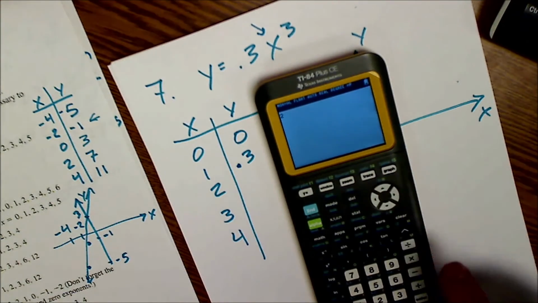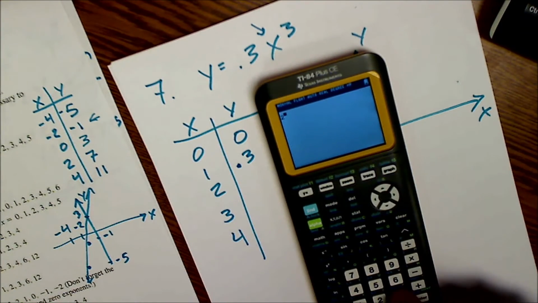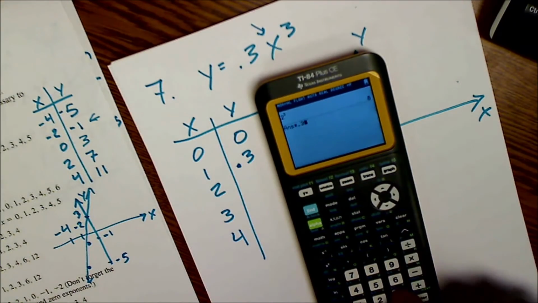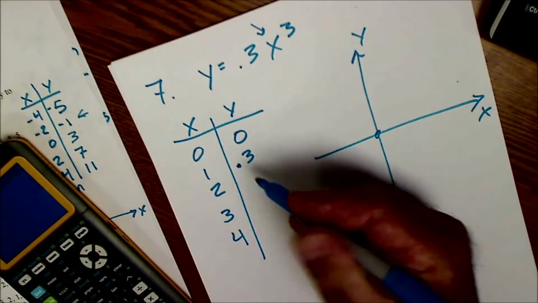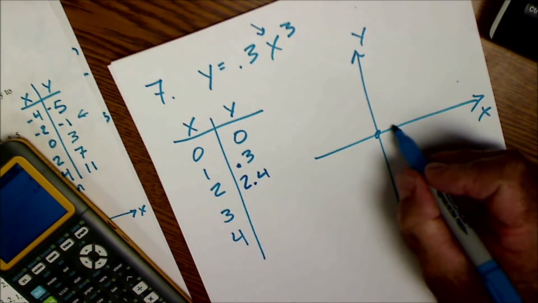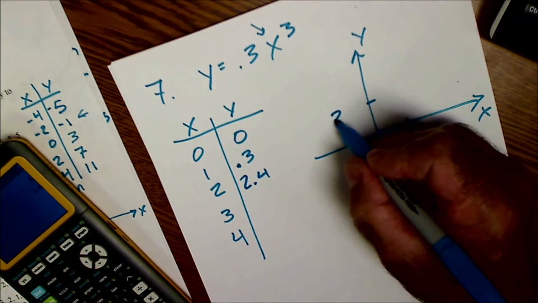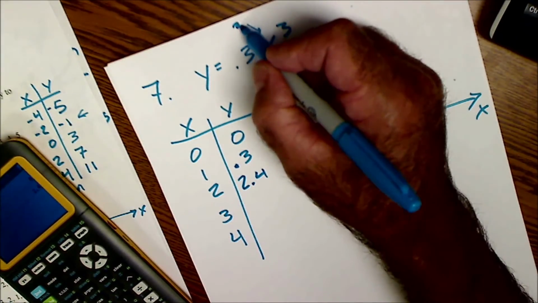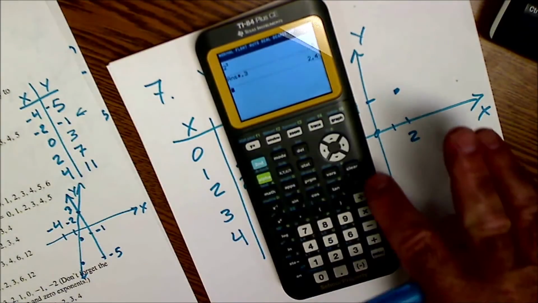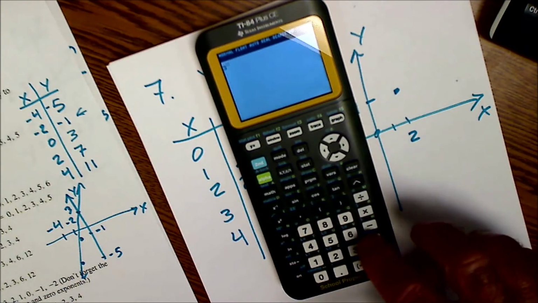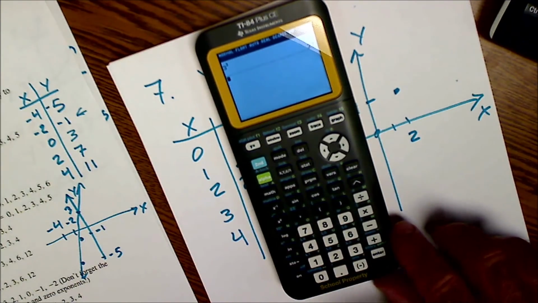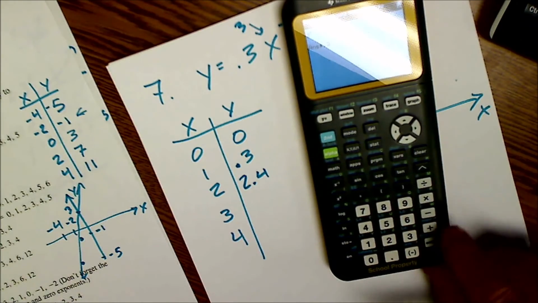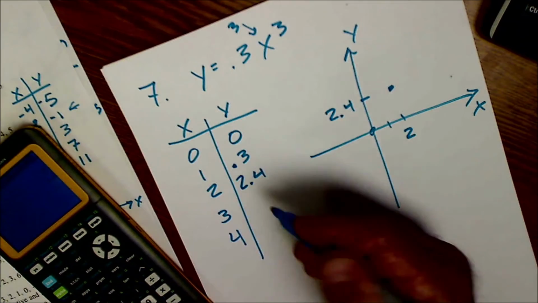2 to the power of 3 is 8, times 0.3 is 2.4. So this value would be 2.4. So I'm over 2, up 2.4. I'll take 3 and plug 3 in there now. 3 to the power of 3 is 27, times 0.3 is 8.1.